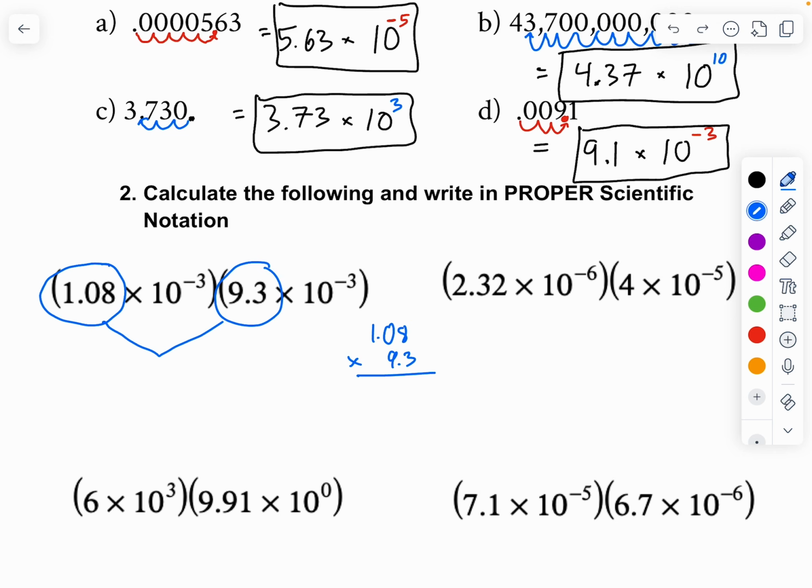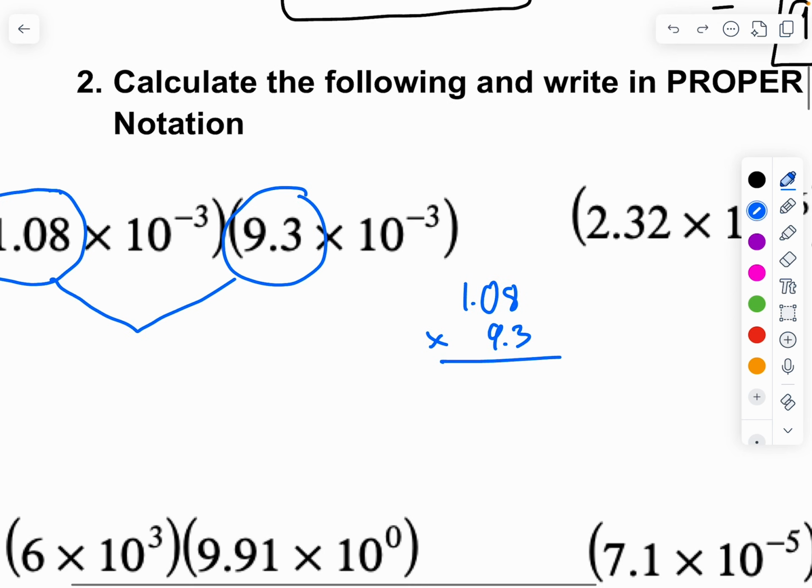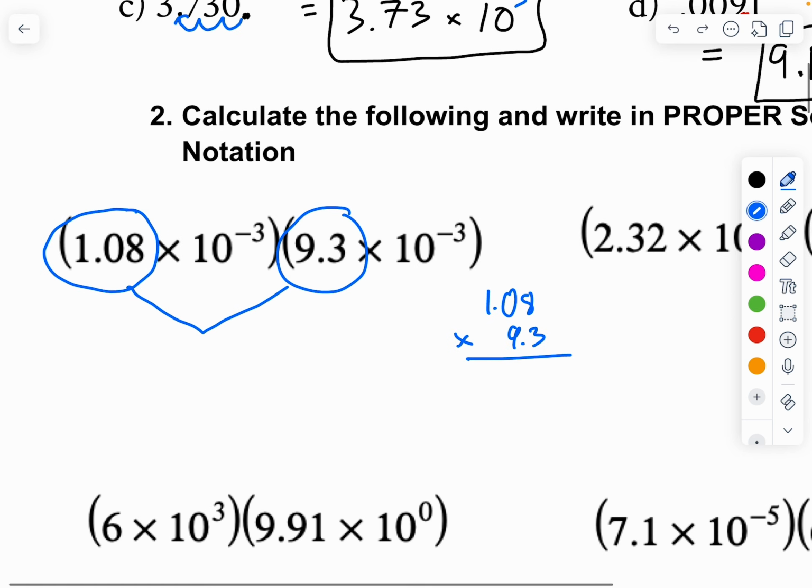1.08 times 9.3. Okay, same thing. I'm going to do this by hand, so give me some moments, just like you're going to take your time on your test. I'm going to do the multiplication problem here. 8 times 3, 24. Carry the 2. 3 times 0, 0. Add the 2. 3 times 1, easy. Add a 0.